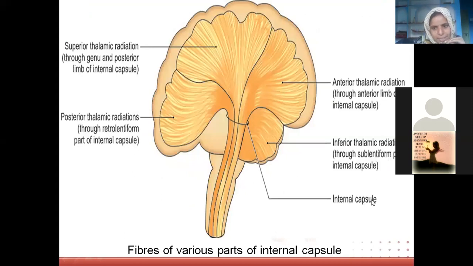Now, just yesterday there was a word called corona radiata. I hope you remember. Suppose this is the brain stem, and this is our internal capsule. Supposing these are ascending tracts, they go through this gate, the internal capsule, and fan out in the cerebrum. Similarly, descending tracts also pass through the internal capsule. All the radiating fibers converge in the internal capsule and then move towards the brainstem and spinal cord. Those are the descending tracts. Generally, we will see ascending and descending tracts in each limb. A table is given.